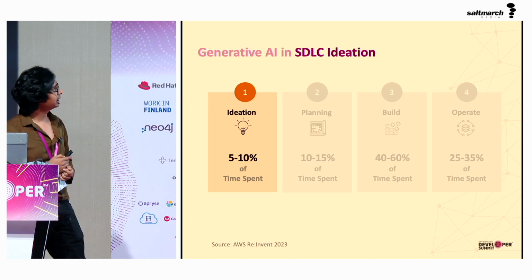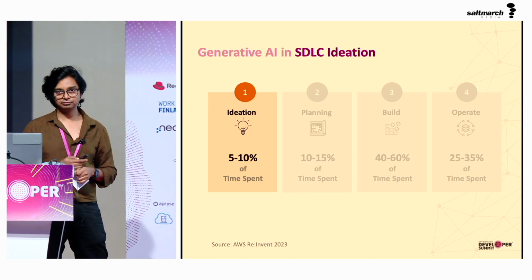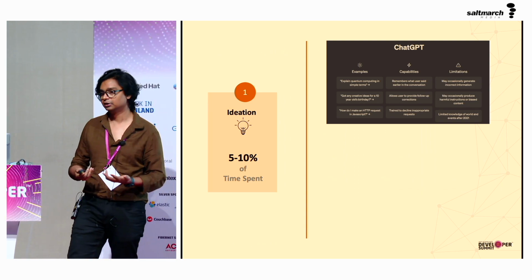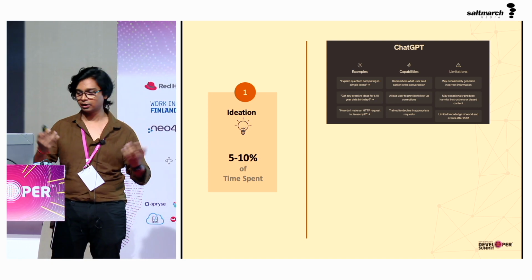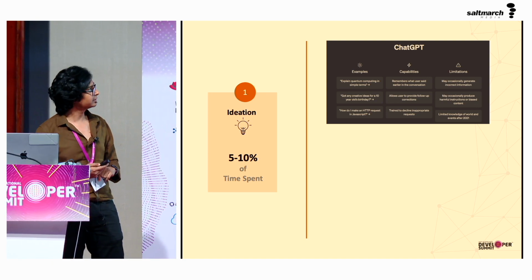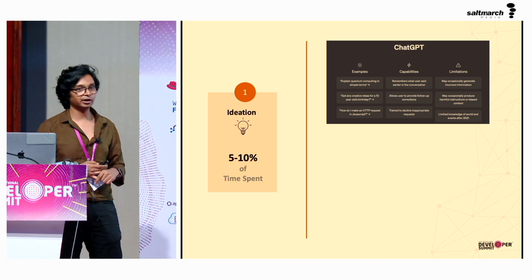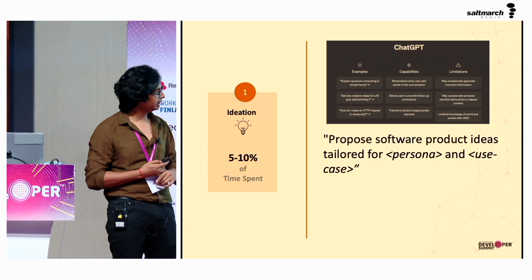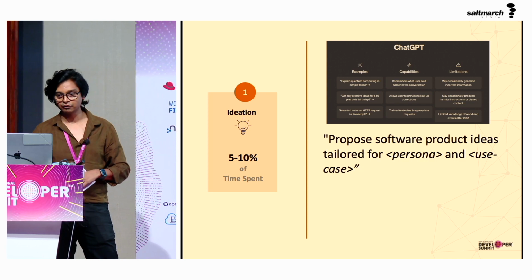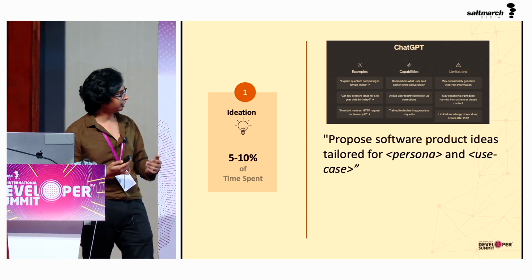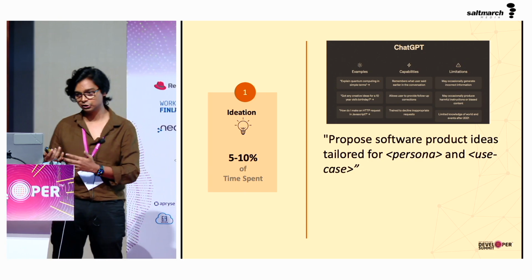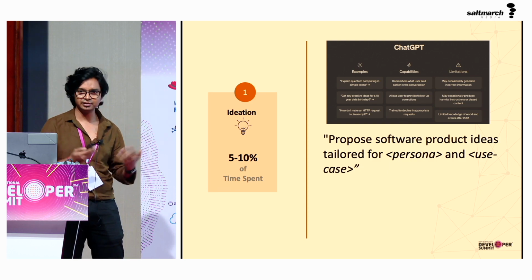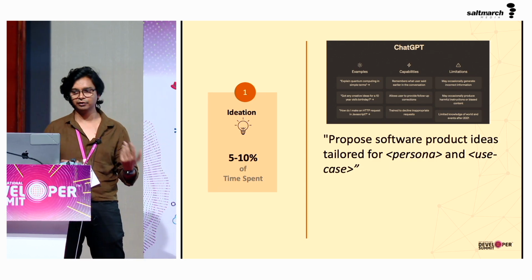If you start from the ideation phase, this is a great example where you can use tools like ChatGPT. I'm sure that if you are a startup or in any product development, you might have asked ChatGPT or a related tool for certain ideas. So you can have your prompt, and that's where your prompt engineering skills will come in handy. You say, what are the different software product ideas you can recommend for this specific persona and this specific use case? You can fill in the blank, and in a matter of seconds, you will have tens and hundreds of those ideas. Obviously, you'll have to filter them.